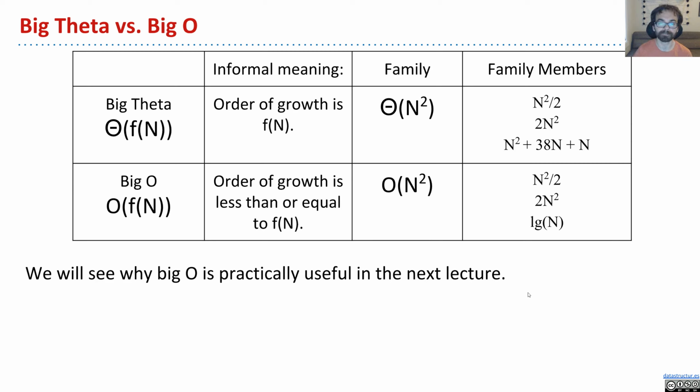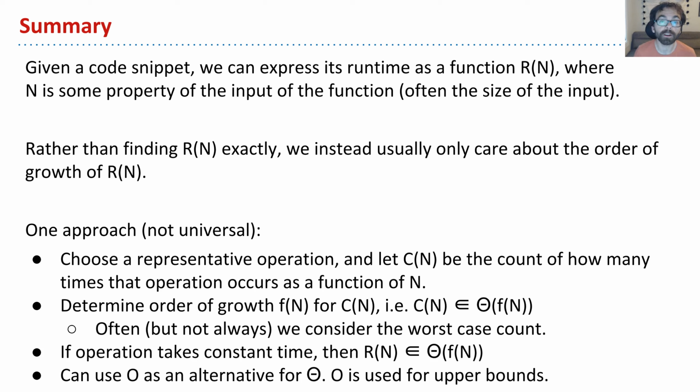So to summarize everything we did today, both the version of me from the past and me today: when we are given a code snippet, we can express its runtime as some function r of n, where n is some feature of the input, usually the size of the list that it's given, but it could be arbitrary. Rather than finding r of n exactly, which is generally impossible because it would require a very detailed model of our computer, we usually only care about the order of growth of r of n. And we saw an approach for actually finding that order of growth.